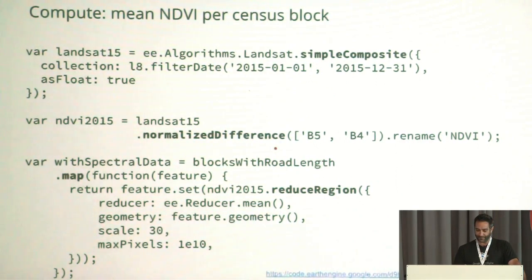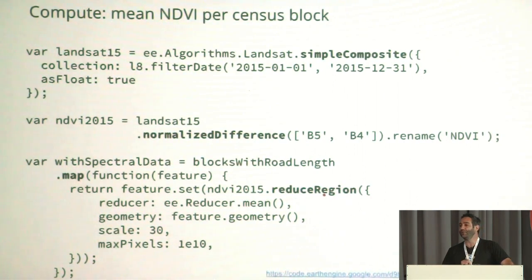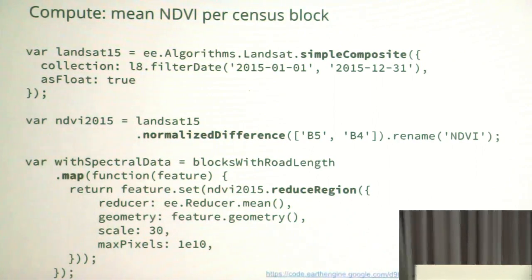Compute normalized difference from that, and yes, I used the right variables here, so that's good. Renamed it NDVI. And then map a function over the blocks that have income and road length. And inside that mapped function, do a reduce region. So you could probably do a reduce regions here as well.